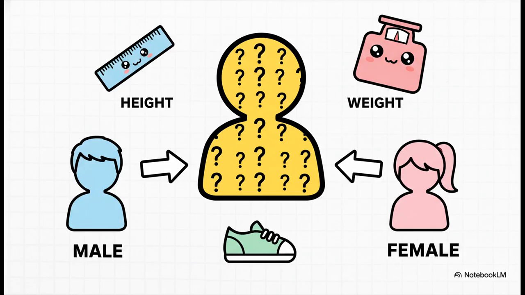Now, common sense tells us these things are connected, right? Taller people generally weigh more. But our little naive classifier, it's going to pretend it doesn't know that. It's going to ignore those connections completely.